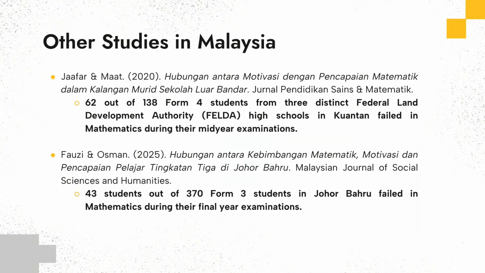Previous studies have also revealed that mathematics performance among students is unsatisfactory. Jafar and Matt found that almost half of Form 4 students in Kuantan Felda High Schools failed their mid-year mathematics examination. On top of that, Fauzi and Osman discovered that 11.6% students failed their mathematics final year examination, and the majority of them received lower grades on the subject.